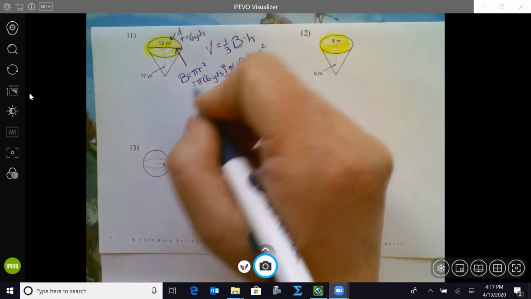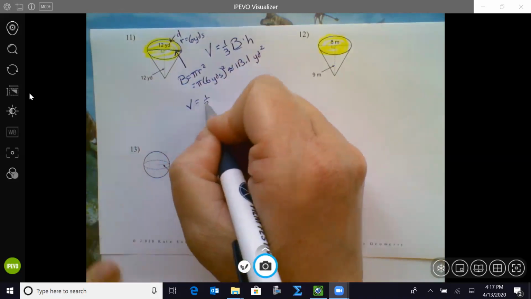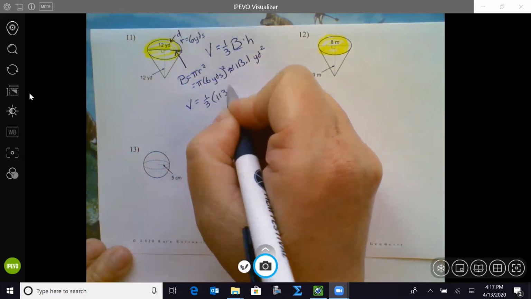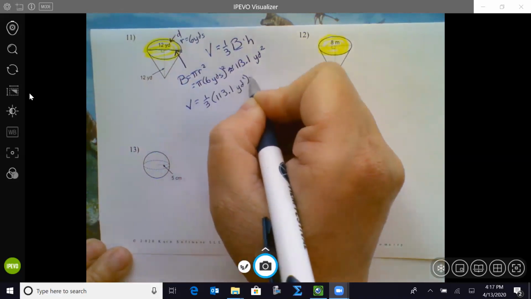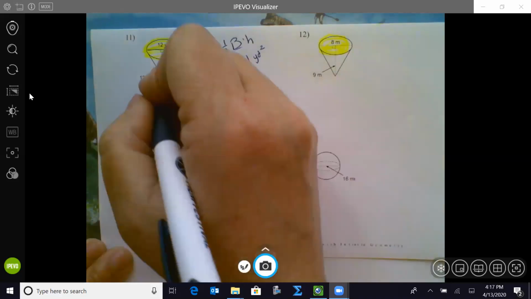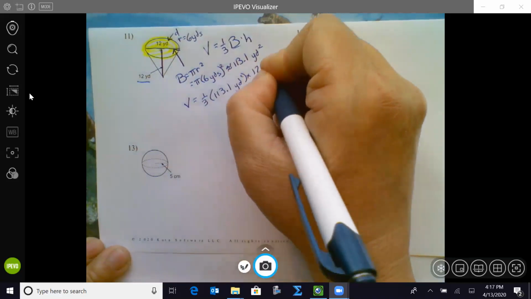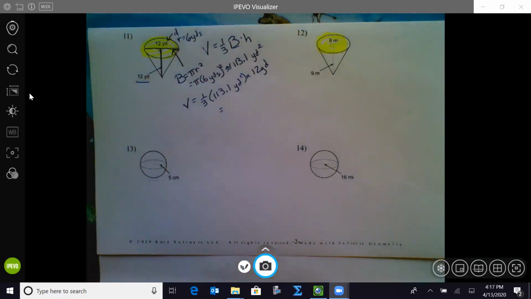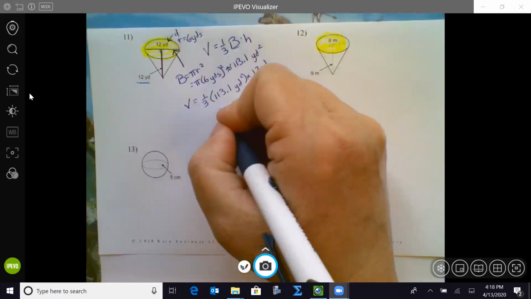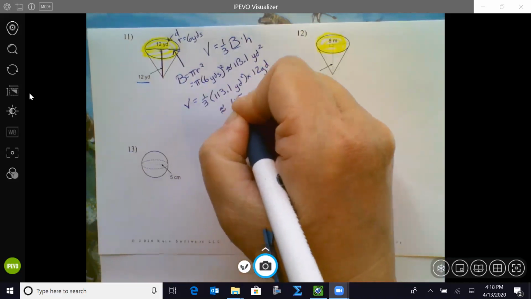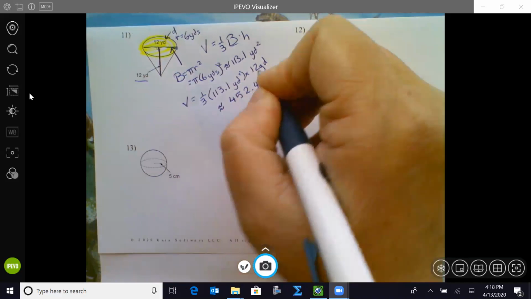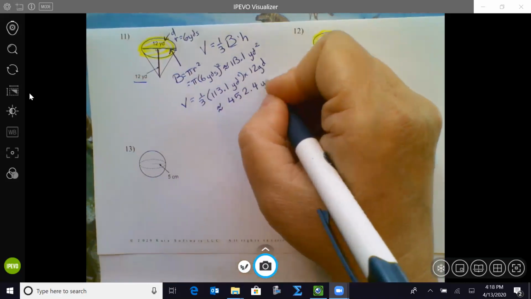Okay, I'm now going to plug that into my volume. So volume is 1/3 times 113.1 square yards times the height of my cone, which in this case is also 12 yards. So I'm going to take the answer that I already had, multiply it by 12, and multiply it by 1/3, which comes out to approximately 452.4. And now since I have square yards times yards, that's cubic yards.